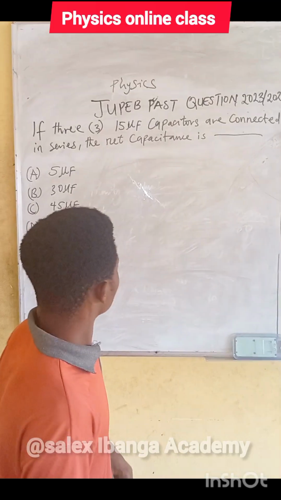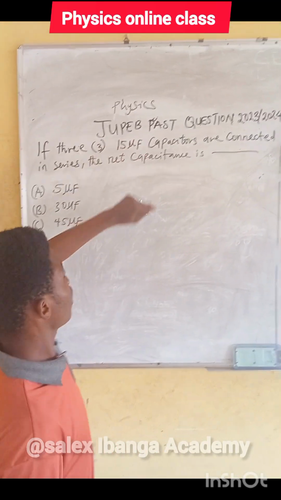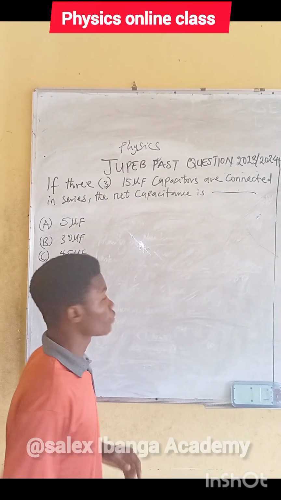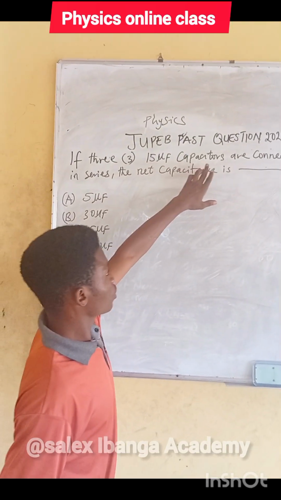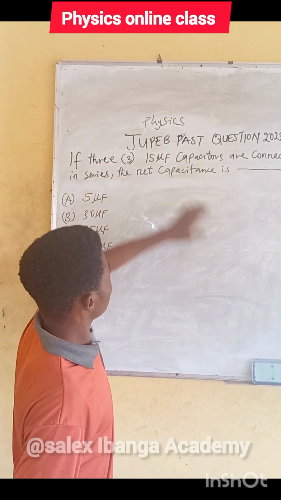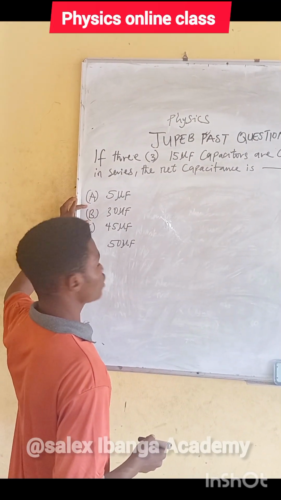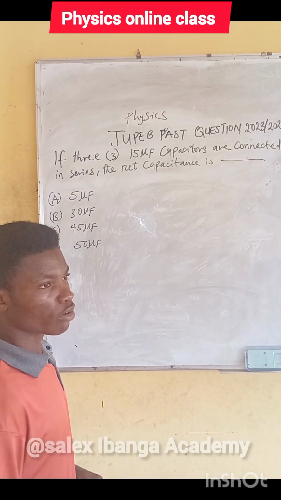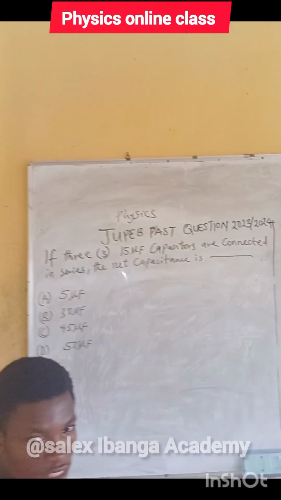For today's class, what we have on the board is physics. This question is from the JUPEB 2023-24 section. The question says, if three 15 microfarad capacitors are connected in series, the net capacitance is dash. A is 5 microfarad, B is 30, C is 45, D is 50 microfarad. So let's see whether we can get any of them in the options.